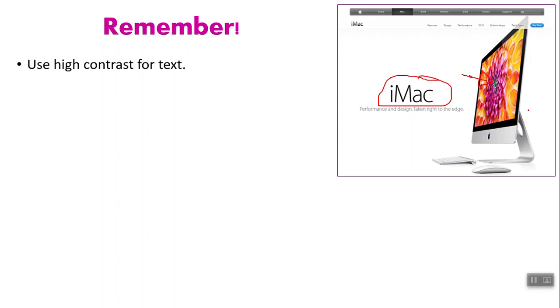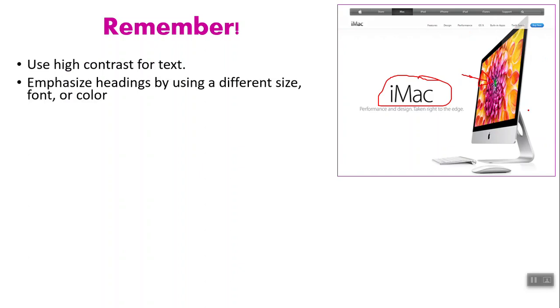So things to remember. Number one, high contrast for text. With this iMac, I've got a different font and it is larger, right? So it could be that. It could be like with Remember up above, that it's a different color and a different weight as well. That word remember is bold and it is heavier than the text I'm using for the rest of the text in the presentation. Emphasize headings by using size, font, and color.